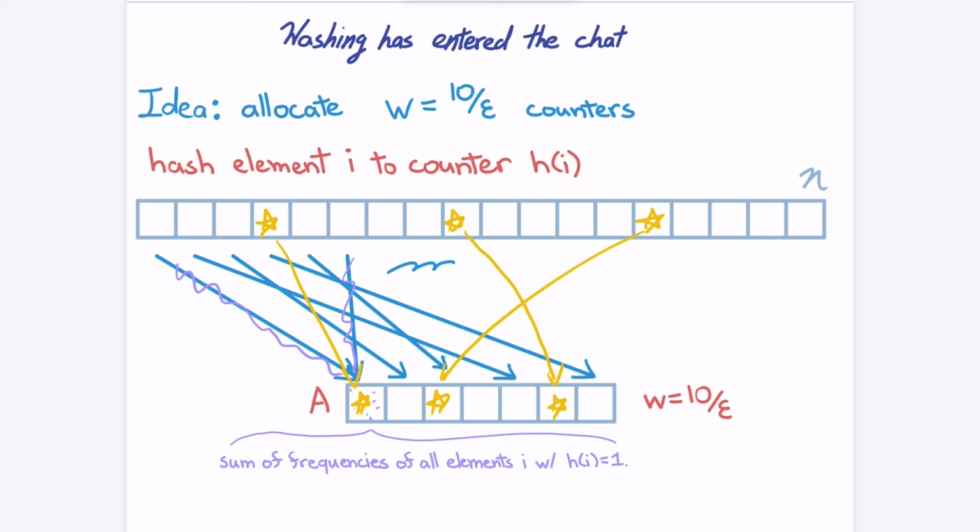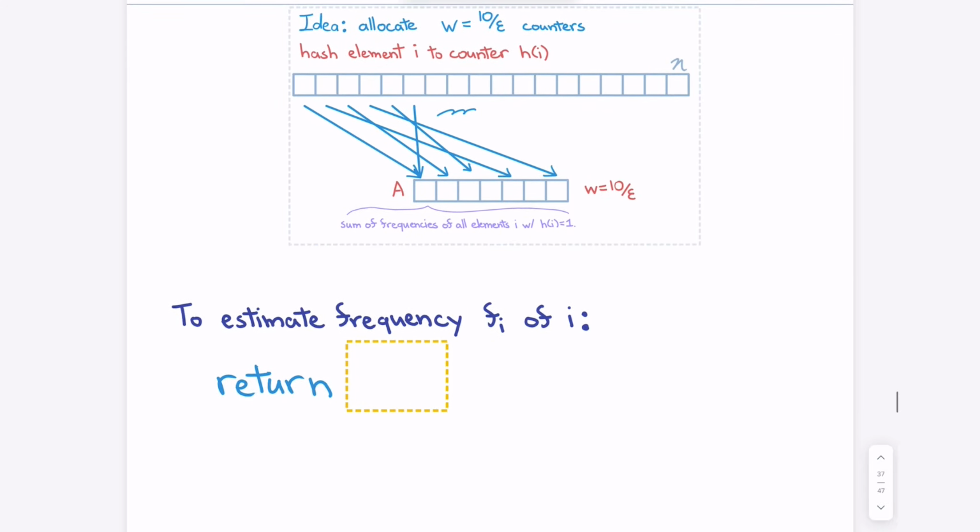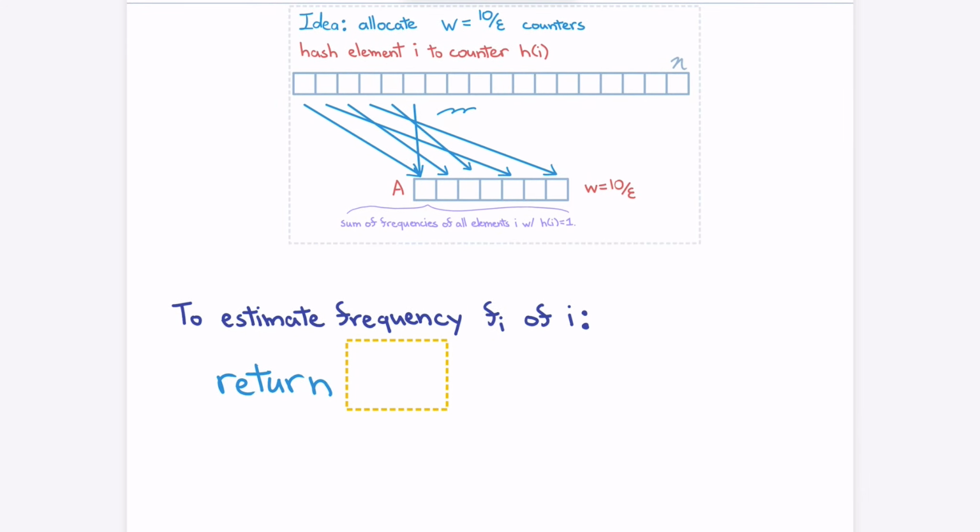Okay, so good. To return the frequency of an element i, we're just going to look up the counter for that element. So we're always going to be overestimating, and the only question is, did we overestimate by too much, by more than epsilon? Okay, more than 5%.